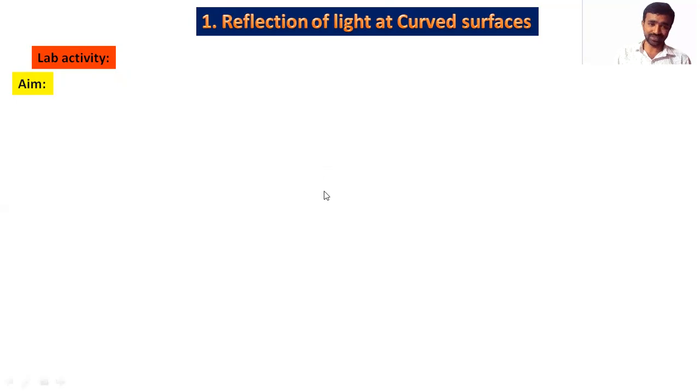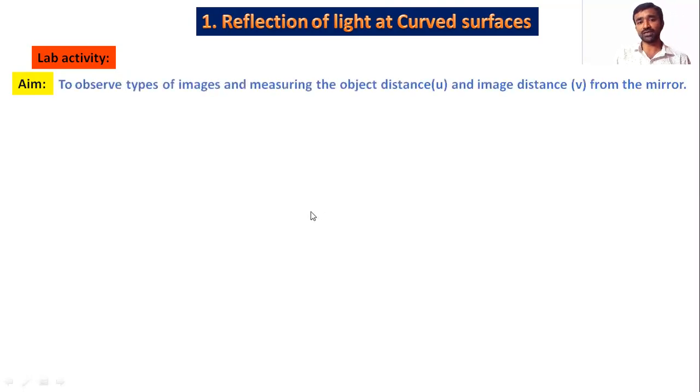So the first step is aim. For what purpose are we conducting this lab activity? Here it is to observe the types of images formed by the concave mirror, to measure the object distance, and to find where the image is formed for the respective position of the object. So 3 things: to observe the type of image, to measure the object distance, and to observe the characteristics of the image, including the image distance.